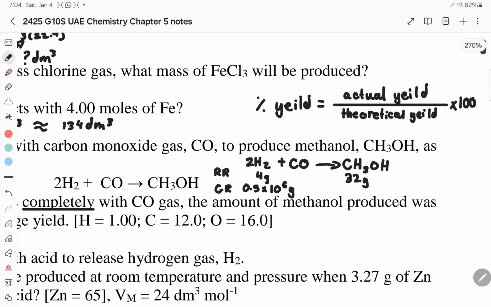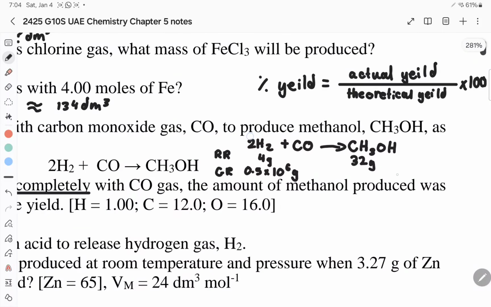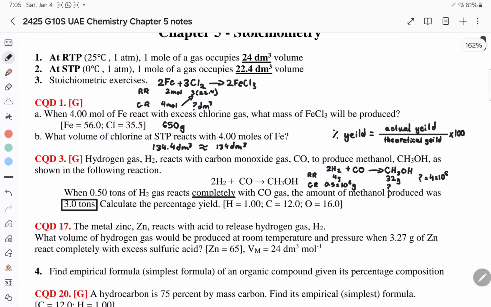So you need to do 0.5 times 10 power 6 times 32. Then you divide that by 4. You're gonna get 4 times 10 power 6. So now we know our theoretical yield. So here in the box, the question mark is equal to 4 times 10 power 6. So now we need to use our equation.